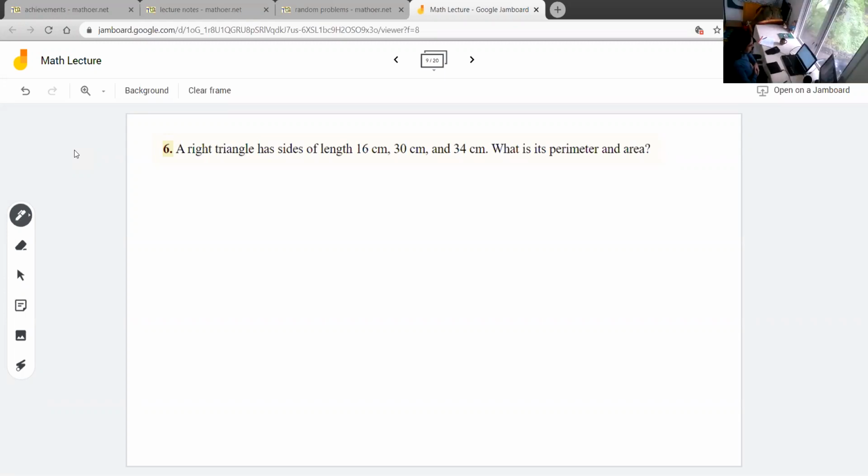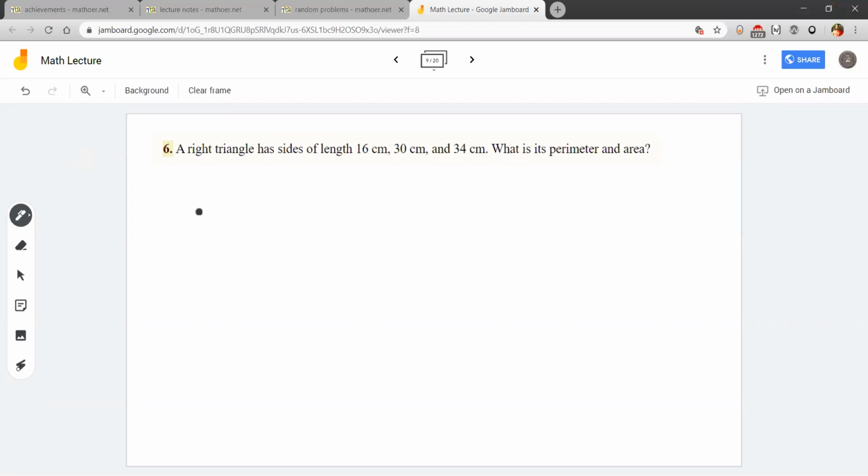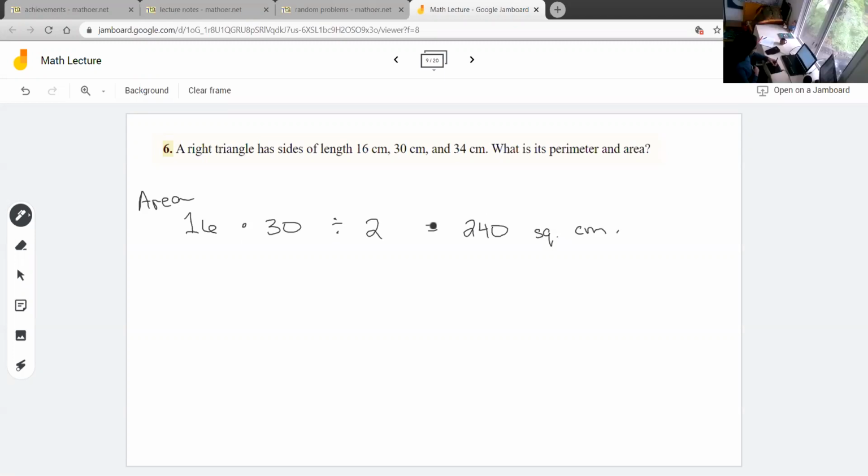I do have my thing ready. Okay, tell me what to write. So I did 16 times 30 divided by 2, and that was for the area. And then I got 240 centimeters. No, it's something squared. I messed up the unit, but it's 240. Is square centimeters. Good catch.